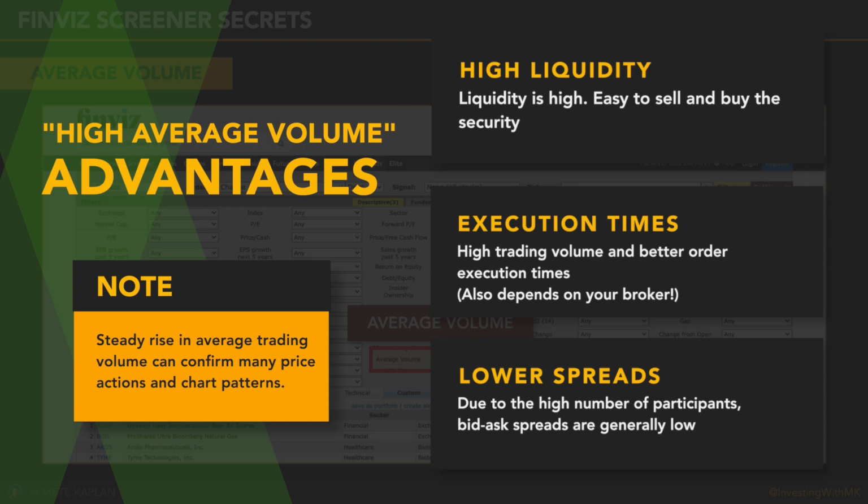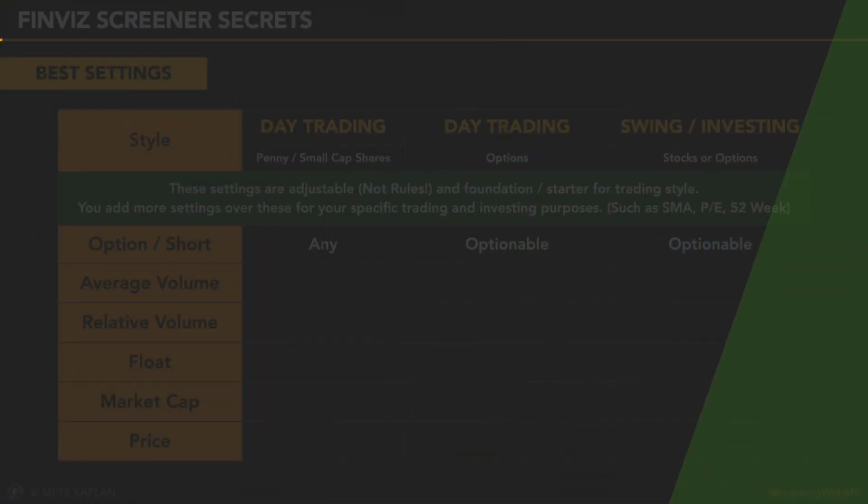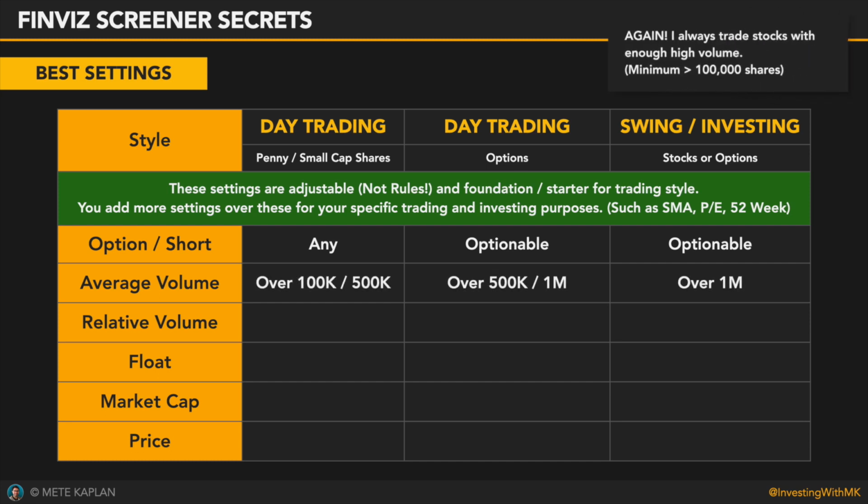Finally, a steady rise in average trading volume can confirm many price actions and chart patterns, so it supports our trading strategies. My ideal settings are: for day trading penny or small cap shares, anything more than 100,000 shares, or 500,000 shares, even better. For day trading options, anything more than 500,000 or 1 million shares. For investors, over 1 million shares.